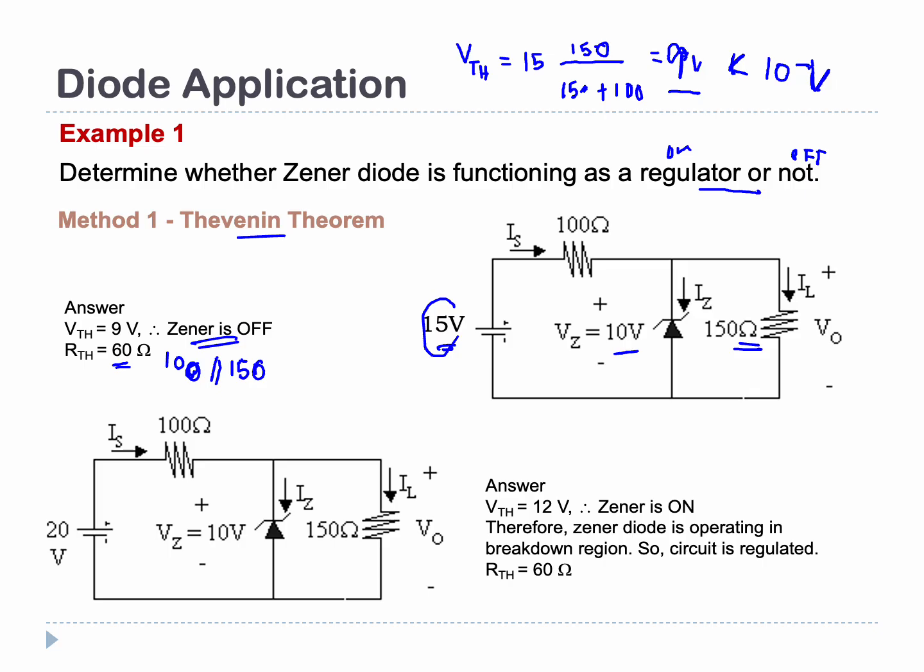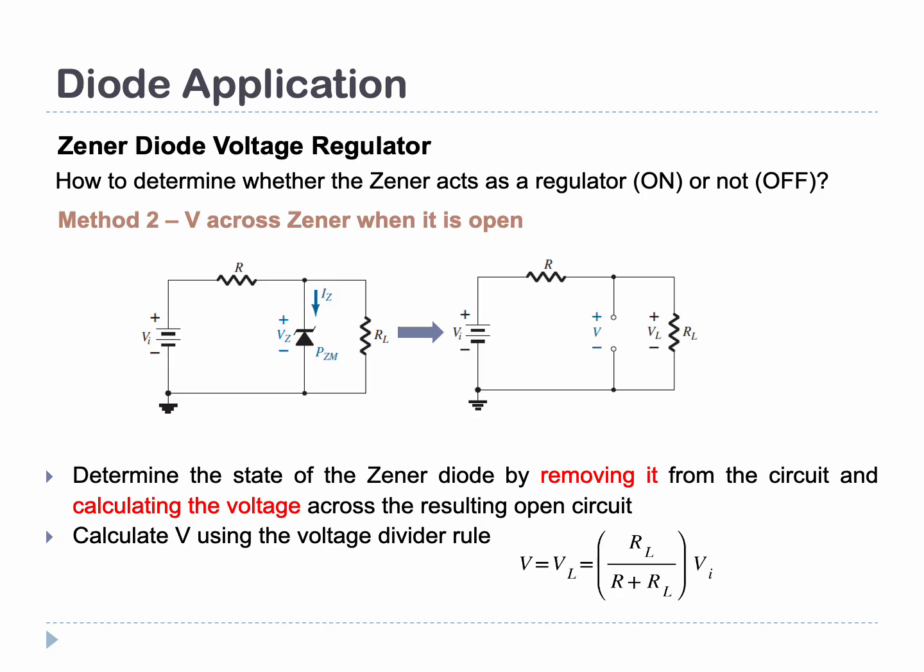Now you can try the second example here using the Thevenin theorem. You should get the value of V Thevenin is 12 volts, and if we compare this value of 12 volts with the VZ here, your diode should be turning on. So in this case the output voltage will be according to the value of VZ, and the value of R Thevenin will not change at all.